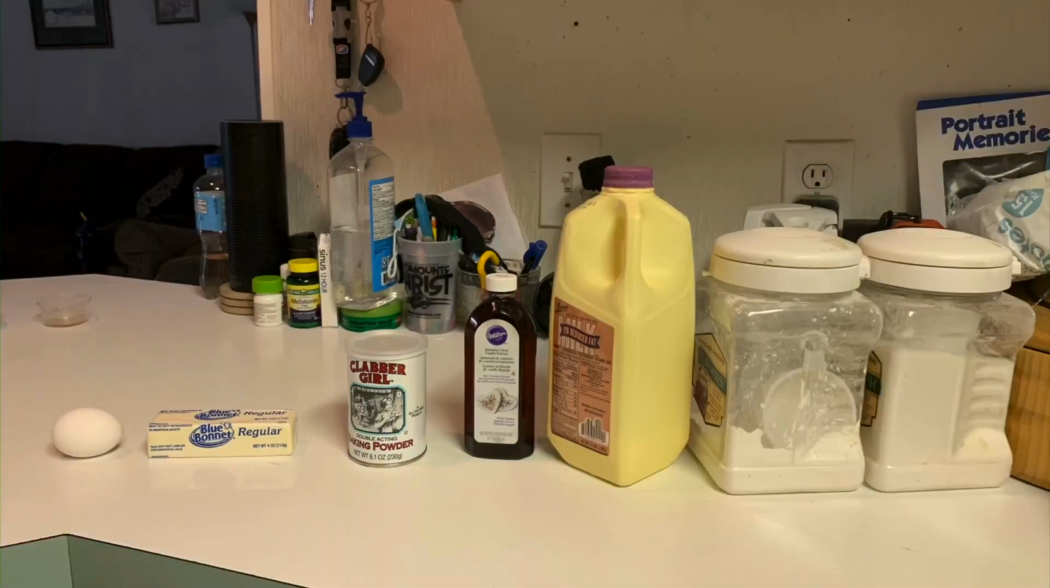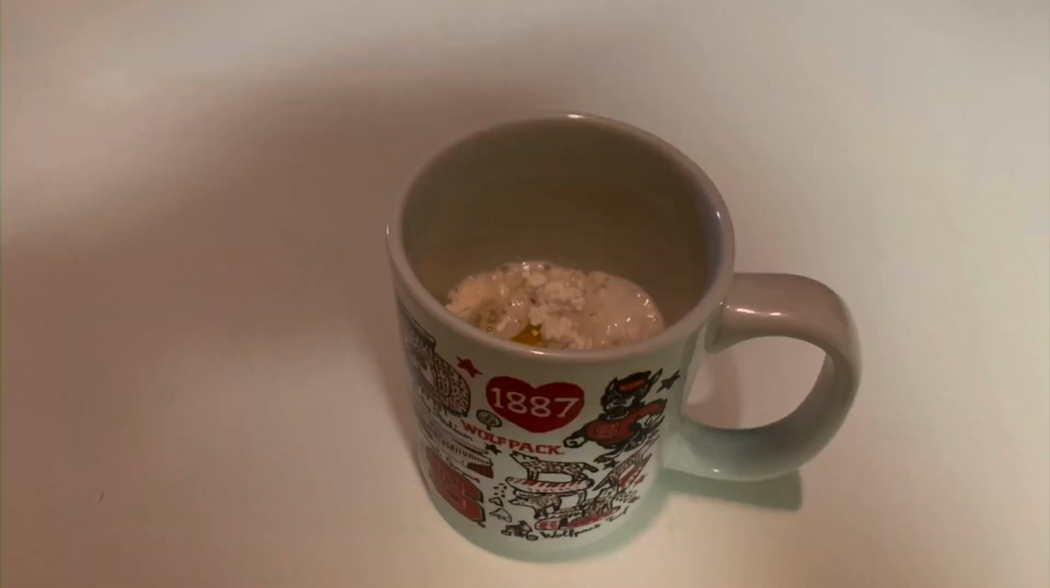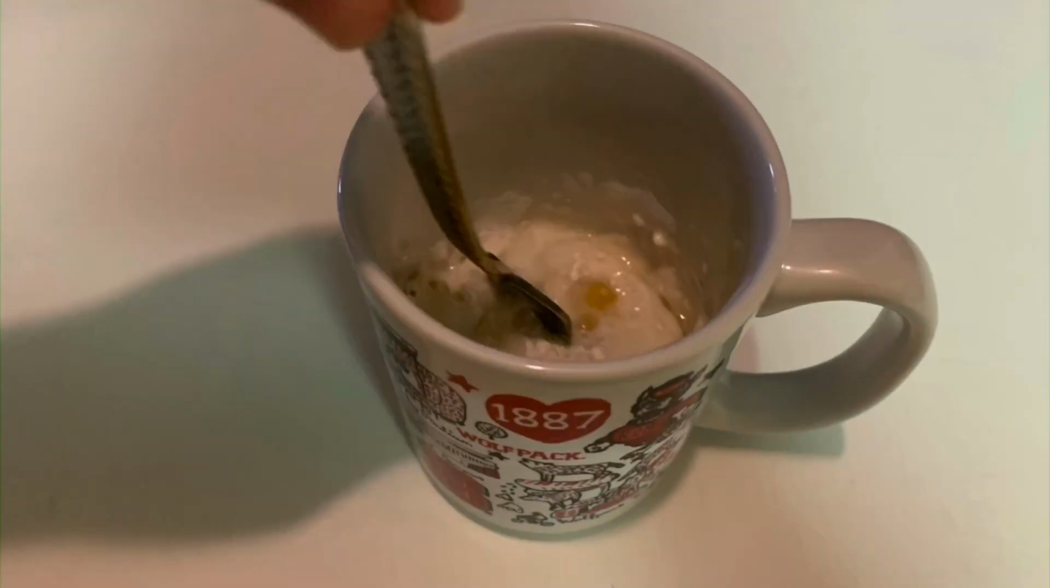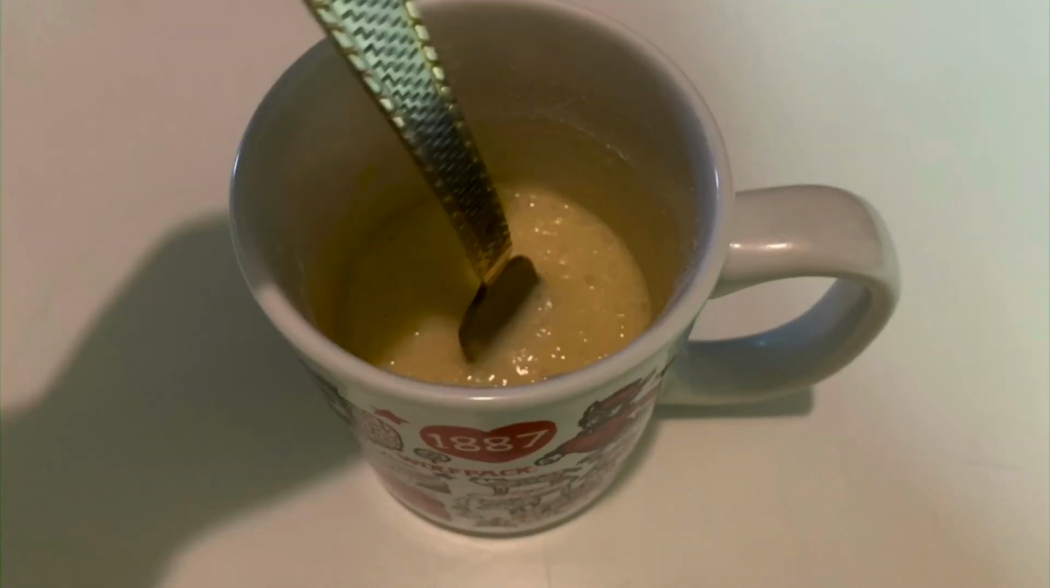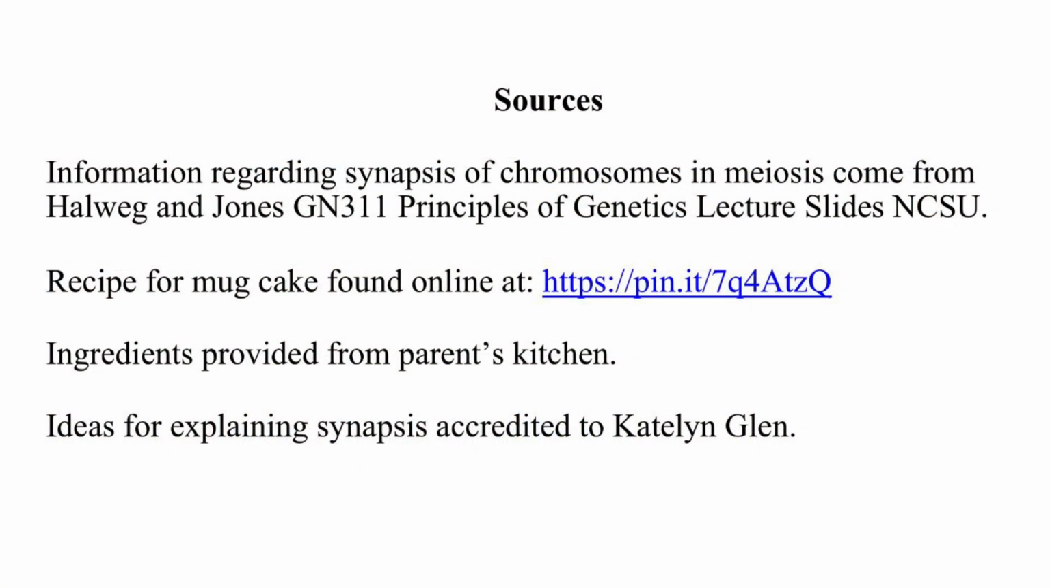In terms of fitness, individual 1 produced 50% viable gametes, and individual 2 produced 100% viable gametes. Because of this, we can say that individual 2 is more fit. I hope this helps you understand how synapsis and chromosomes and crossing over can affect the viability of gametes.